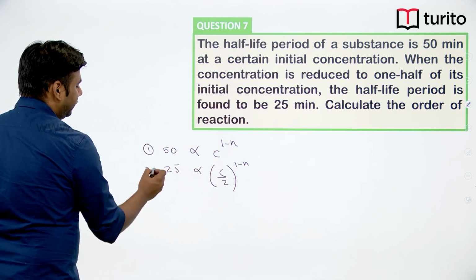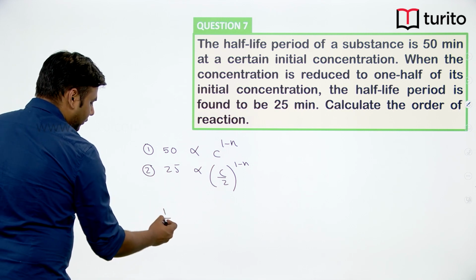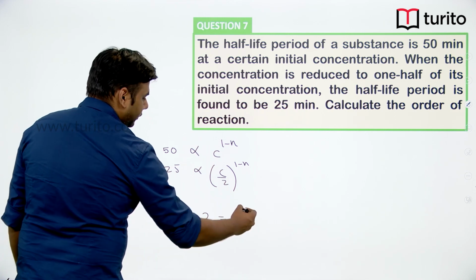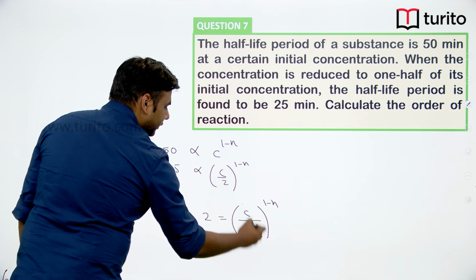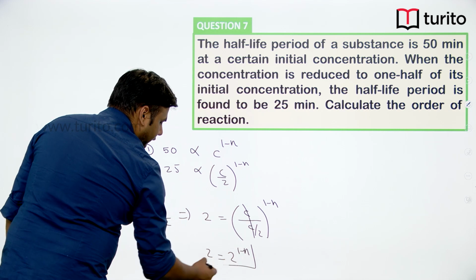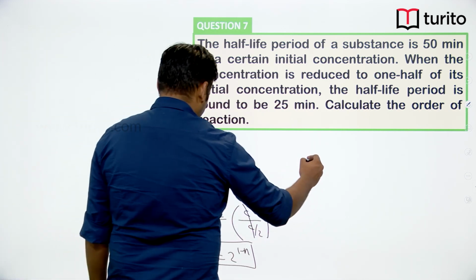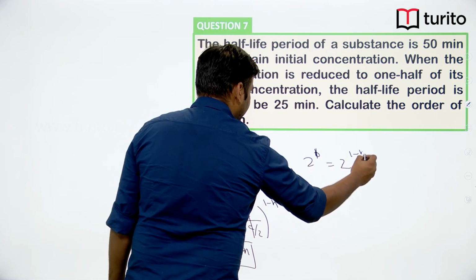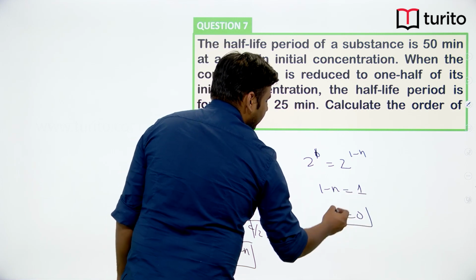So we have two equations, and we just divide them. So 50 by 25, that is 2, equals C upon C by 2 raised to power 1 minus n. The C gets cancelled out, so we get 2 equals 2 raised to power 1 minus n. So 2 raised to power 1 equals 2 raised to power 1 minus n, so 1 minus n equals 1. So we get the value of n as 0.